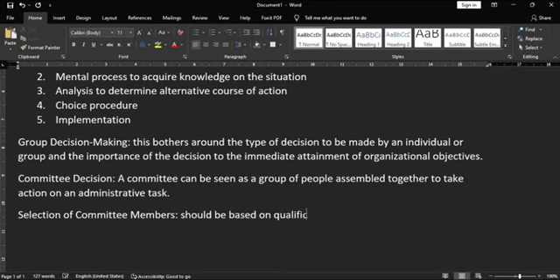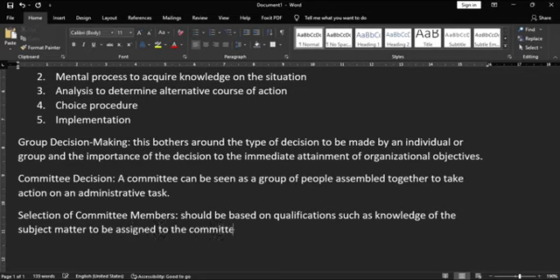Should be based on qualifications such as knowledge of the subject matter to be assigned to the committee. Interest, responsibility, availability, and emotional maturity.